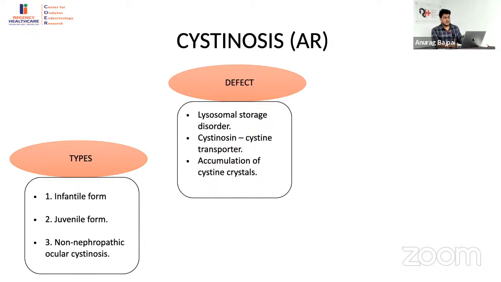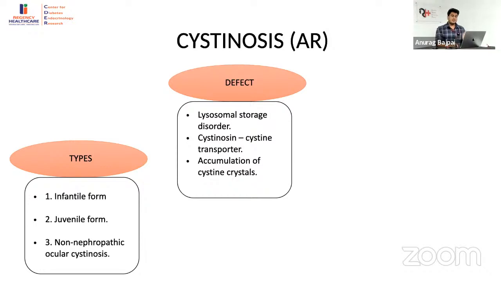And the next most important system which is commonly affected with respect to cystinosis is the endocrine system, which is characterized by insulin requiring diabetes mellitus, and there are features of hypogonadism, delayed puberty, azoospermia, and growth hormone deficiency, which are seen associated with cystinosis.